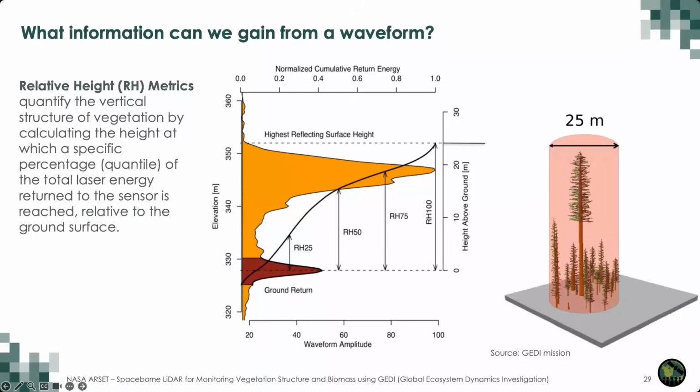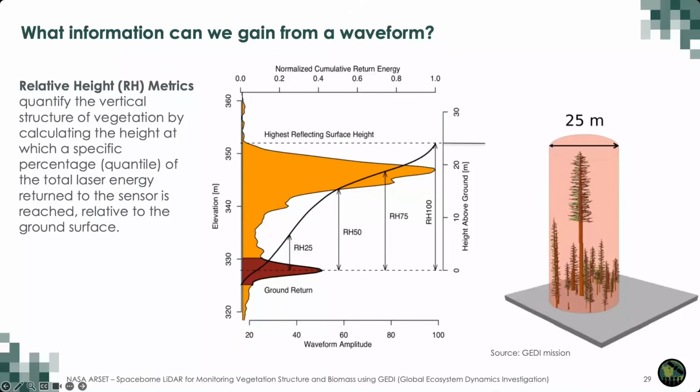Relative height 50 is the height of median energy. In other words, this is the height at which 50%, so this amount of energy, this lower part of the waveform, has been returned to the sensor, but still 50% of the remainder of the waveform energy has not been returned, right? So RH50 is by definition lower than RH100.